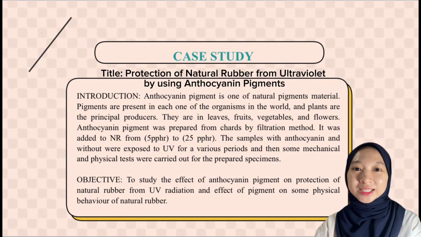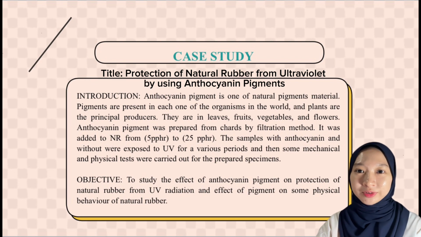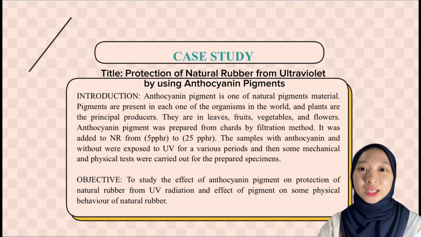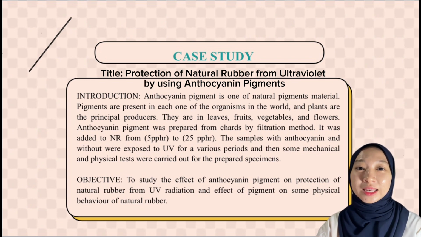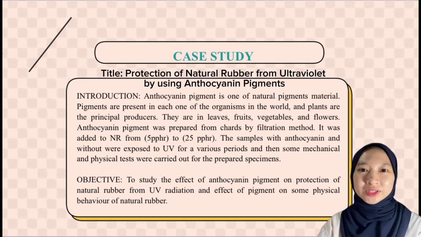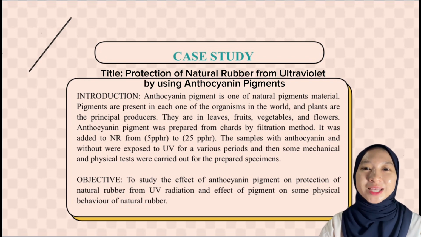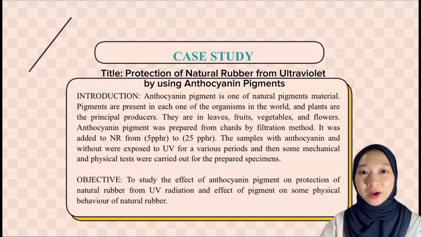Last but not least, case study. Introduction. Anthocyanin pigments are one of the natural pigment materials. Pigments are present in each one of the organisms in the world, and plants are the principal producers. They are in leaves, fruits, vegetables, and flowers. Anthocyanin pigment was prepared from charcoal by filtration method. It was added to natural rubber from 5 pphr to 25 pphr.